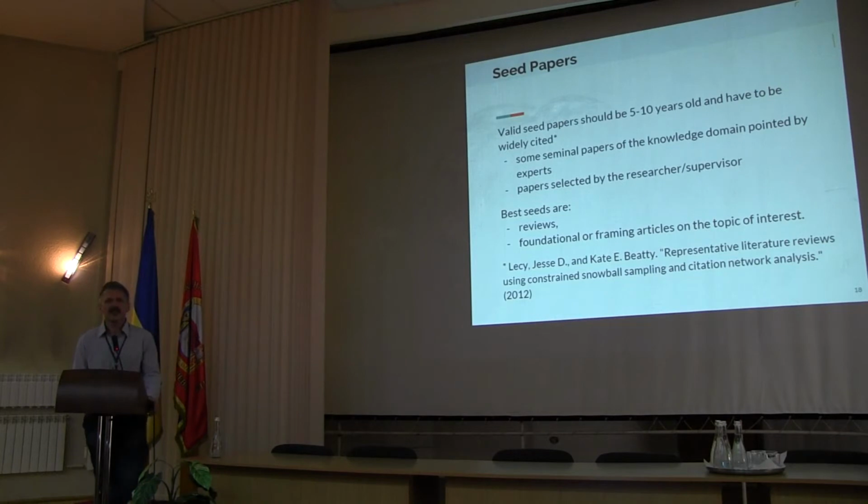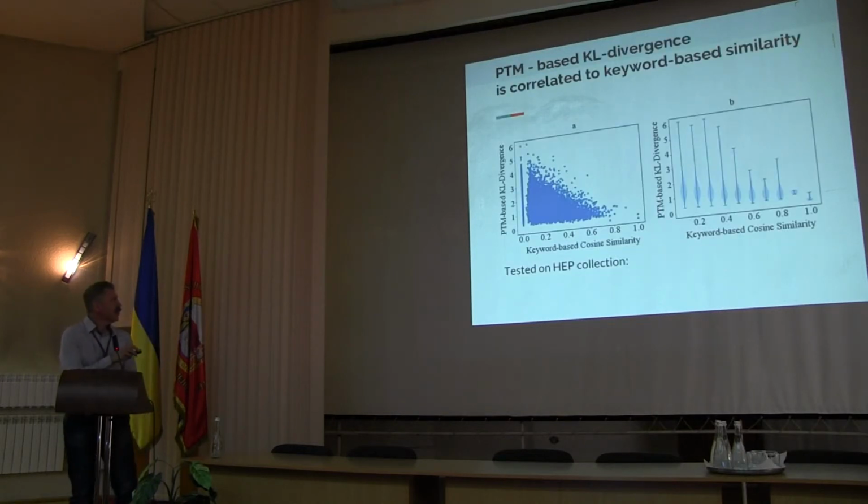To start, we need to collect seed papers, our starting point, and the best starting point gives the best result. Then we grade our probabilistic topic model on the high energy physics abstracts. And we can see that keywords-based closeness similarity is correlated with Hellinger divergence.